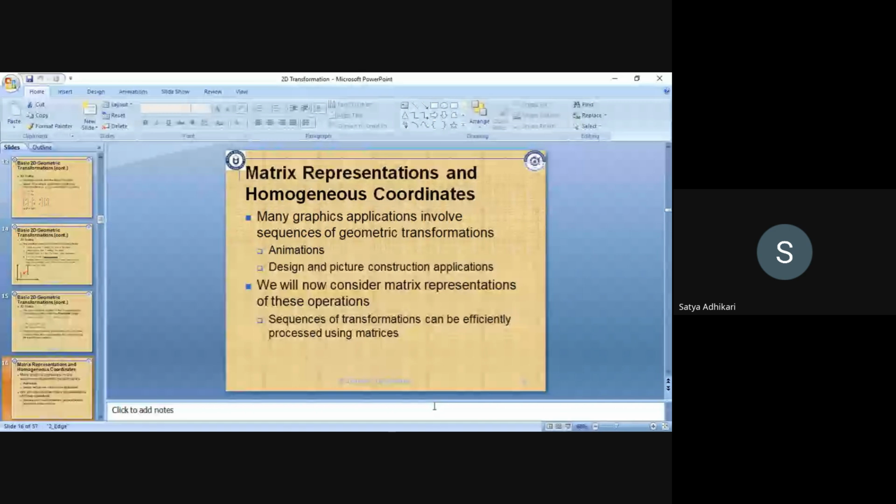Many graphics applications involve a sequence of geometric transformations: animations, design and picture construction applications. We will now consider matrix representation of these operations. A sequence of transformations can be efficiently processed using matrices. Suppose we have to do a sequence of transformations, a translation as well as rotation, or rotation as well as scaling. In this case we need matrices, but the matrices should be homogeneous, that is, square matrices.